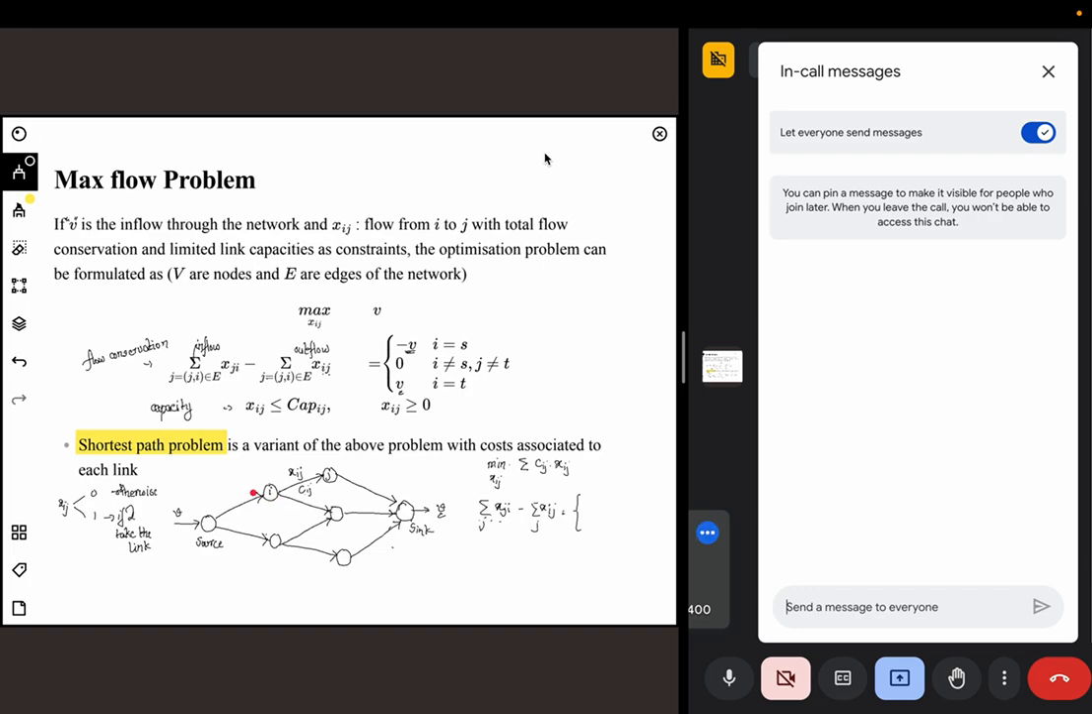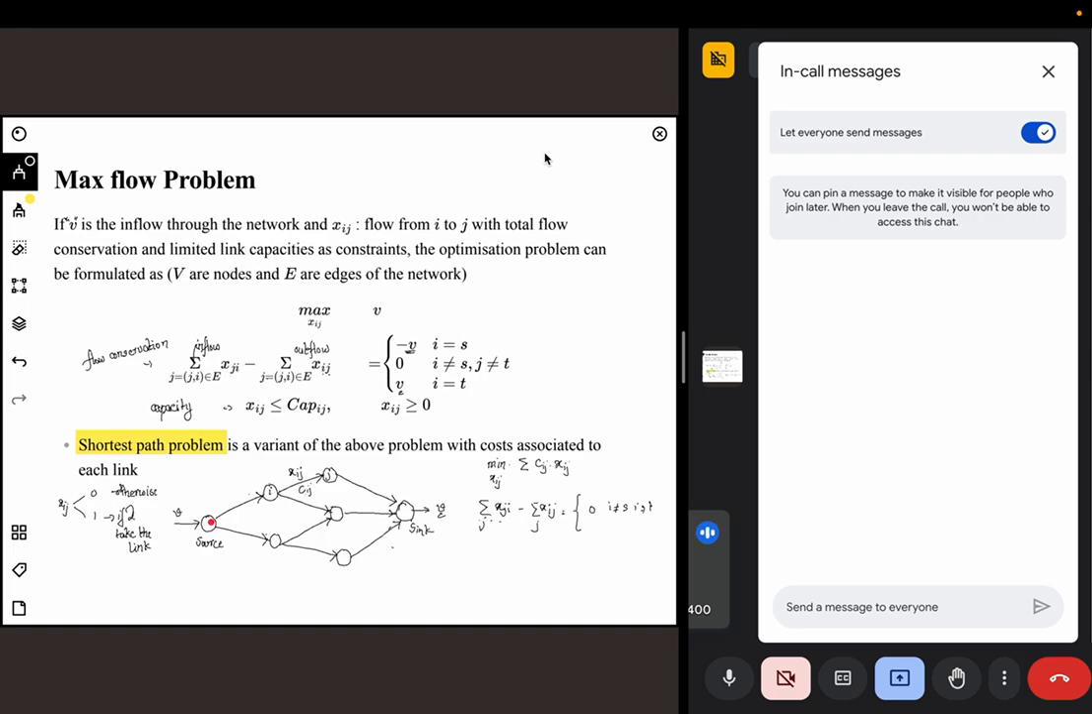Then, if the incoming flow is 1, one of the outgoing flows has to be 1. So the sum of all the incoming flows should be 1 and the sum of all outgoing flows should also be 1 at each and every stage. If you take the difference, that will be 0 if I is not equal to s and I is not equal to t.